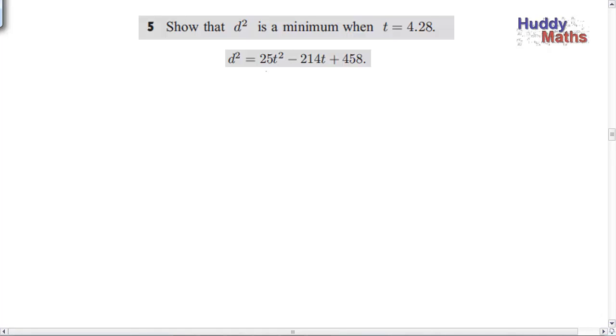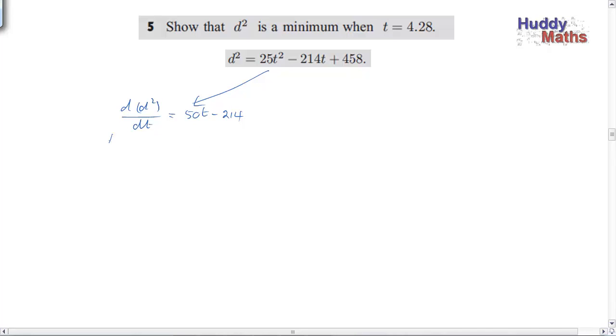Well, you might think about that. What are the two ways you can show this is a minimum? Well, I think you could use calculus. Let's find the derivative of d squared with respect to t. And that would be 50t minus 214, using the x to the n rule.